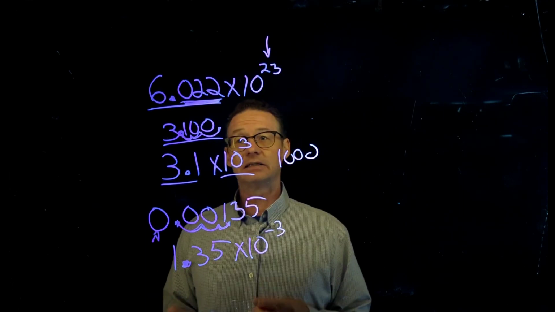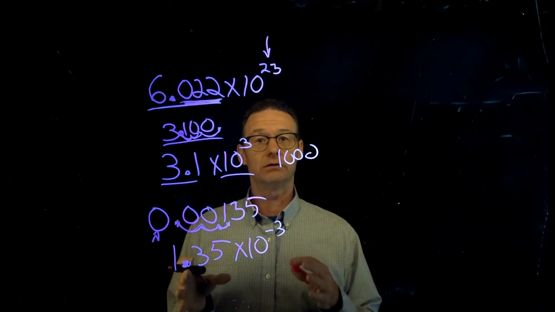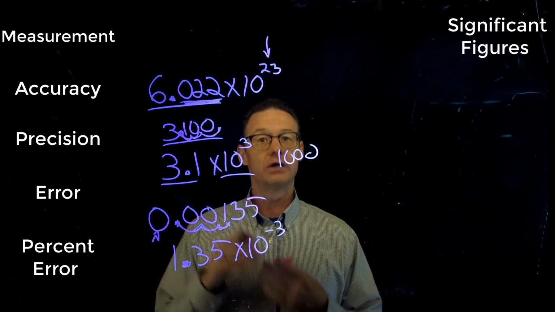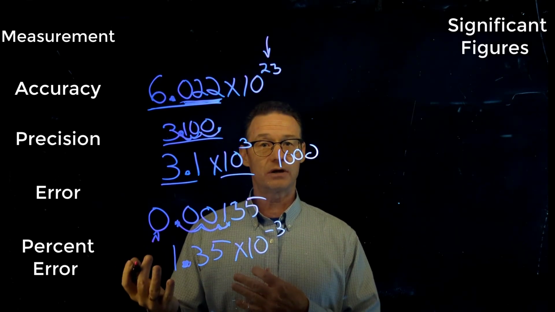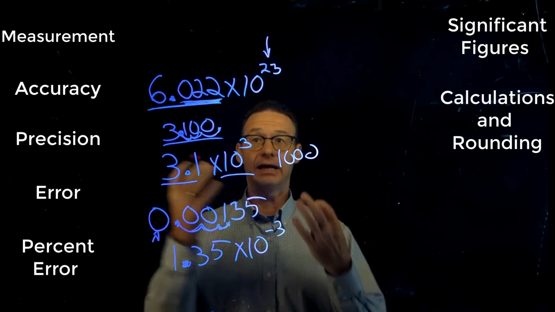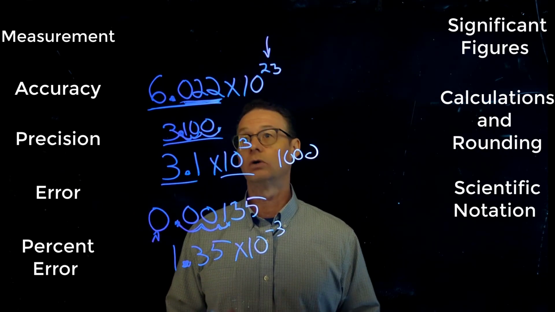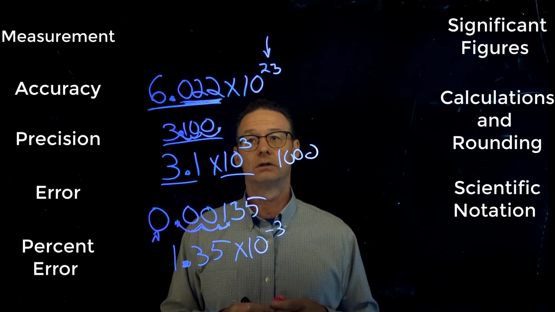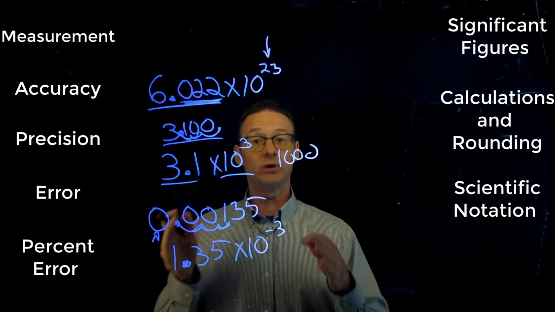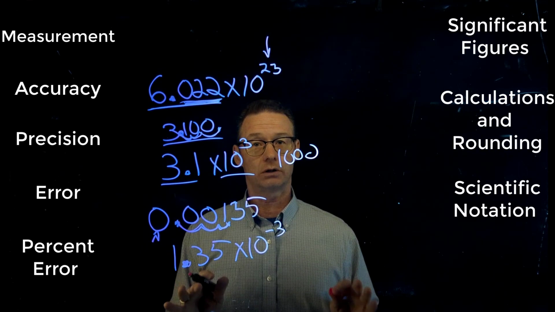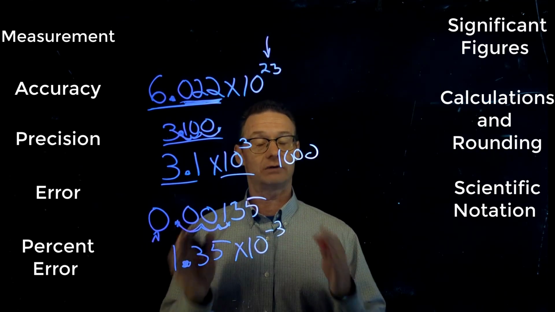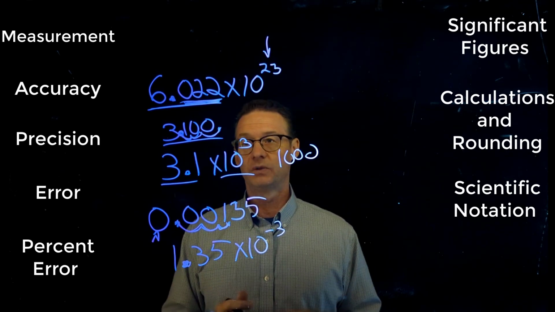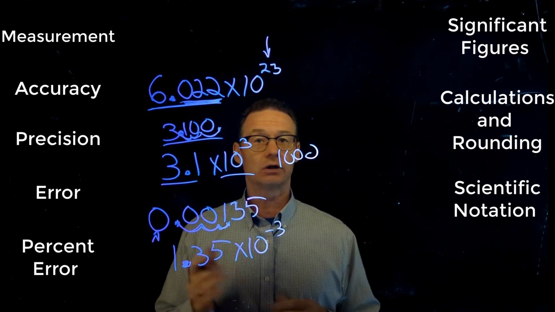So that is the end of this part of the unit. We've talked about accuracy, precision, error, percent error, significant figures and how we measure with them, how we calculate and round with them, and then scientific notation in order to abbreviate very large and very small numbers, which we use all the time in chemistry. So we're going to practice this a lot, and we will use these concepts all year long. So if you don't get it yet, you're going to have a lot of time to practice. These rules and these calculations and rounding are going to come up all year long.